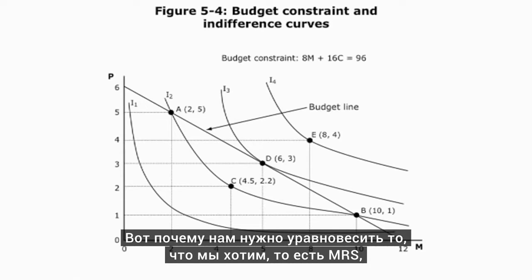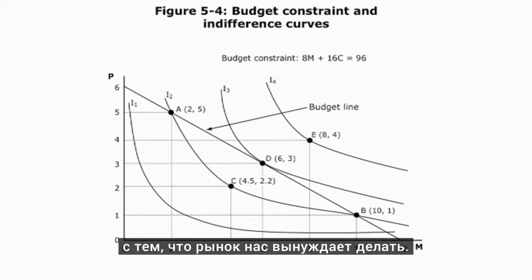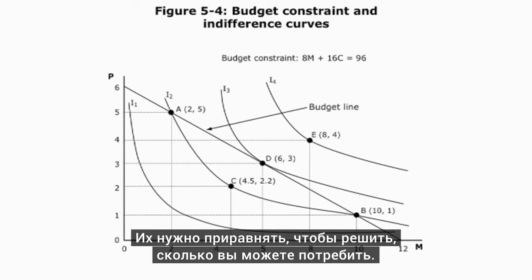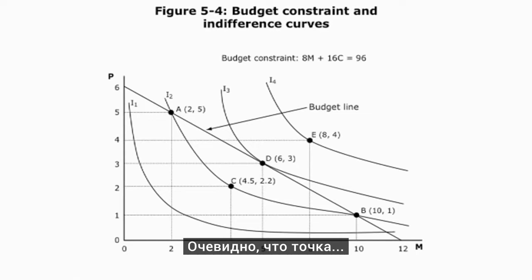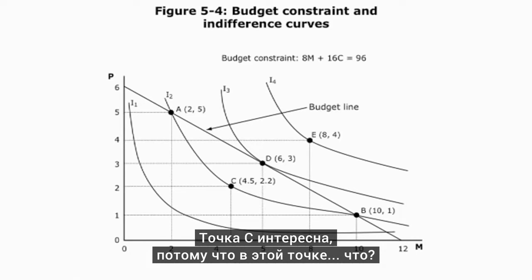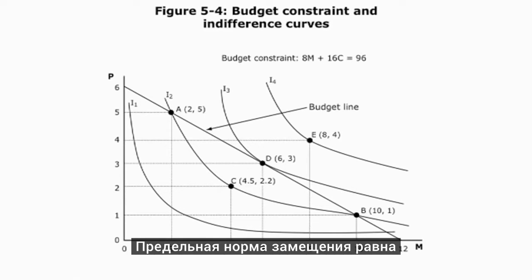So that's why this idea of what you're willing to do, which is the MRS, and what the market's making you do, you want to equilibrate those to decide how much you want to consume. Now, let's talk about point C. Point C is interesting because at point C, the marginal rate of substitution is equal to the marginal rate of transformation. The slope of the indifference curve and the budget constraint are equal.